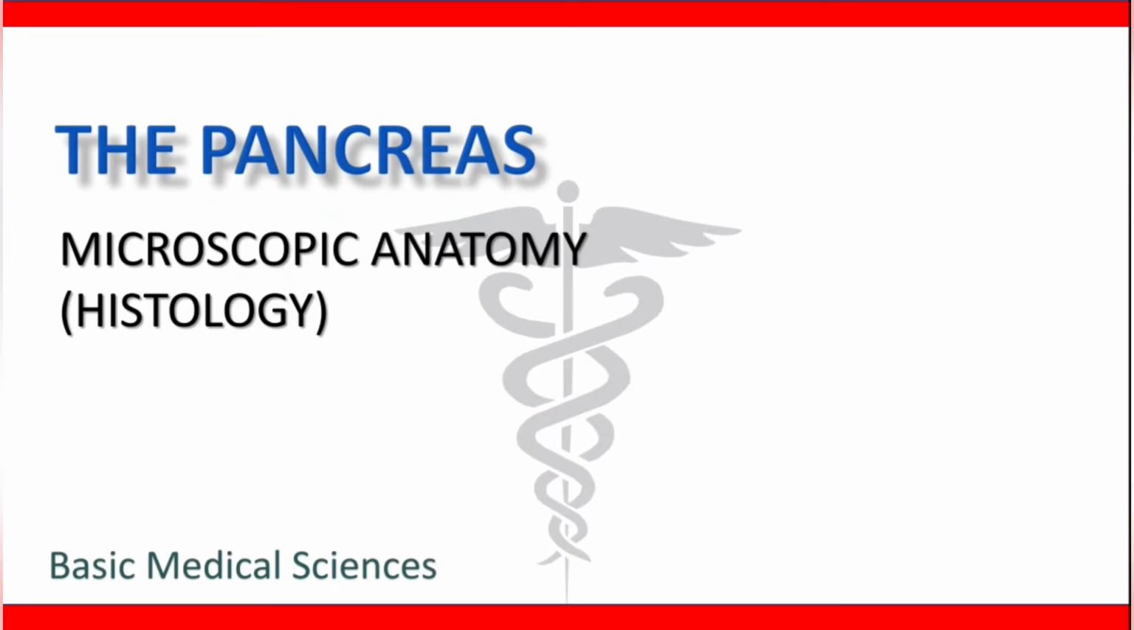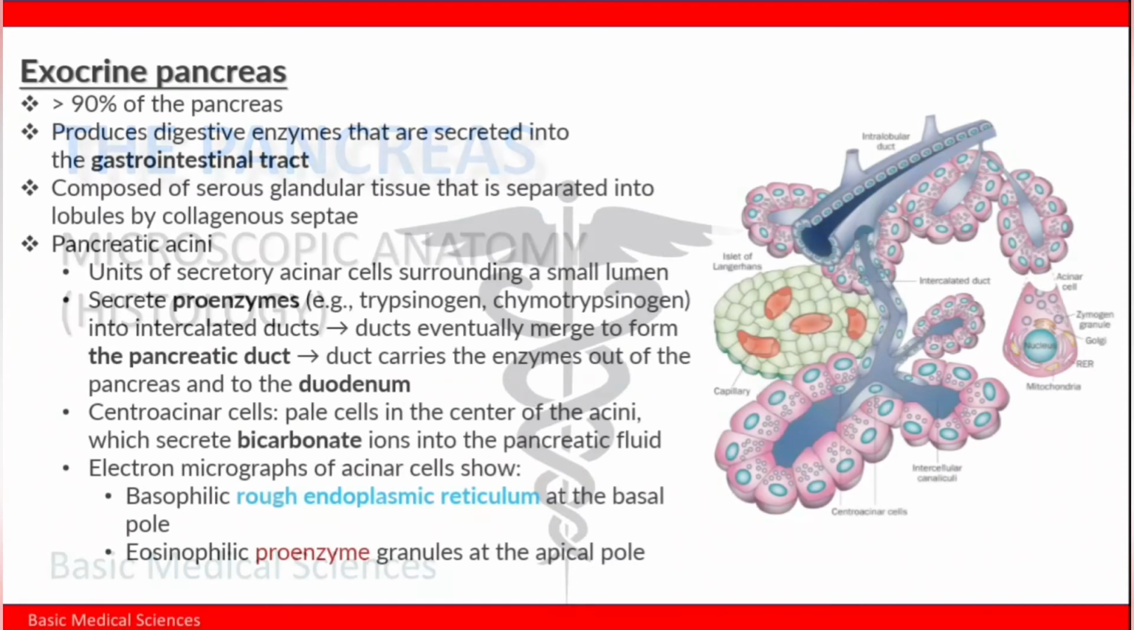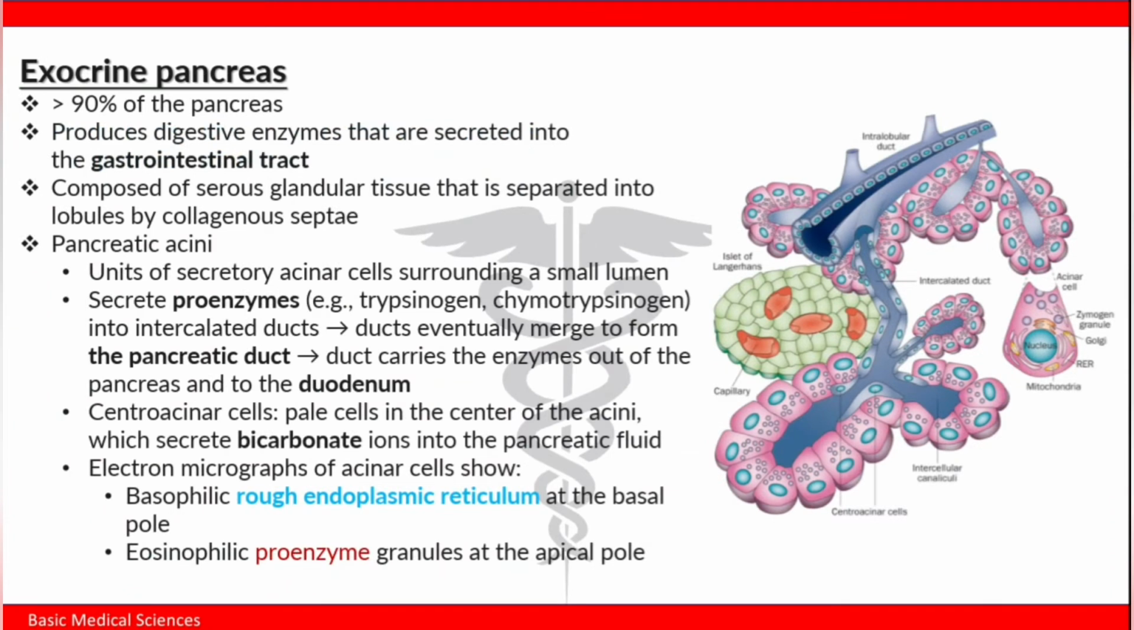In this video, we are going to discuss the microscopic anatomy of the pancreas, the histology of the pancreas. In the previous video on gross anatomy, I told you that the pancreas has two main functions, endocrine and exocrine. Let's start with the exocrine pancreas. This covers more than 90% of the pancreas. It produces the digestive enzymes that are secreted into the gastrointestinal tract.